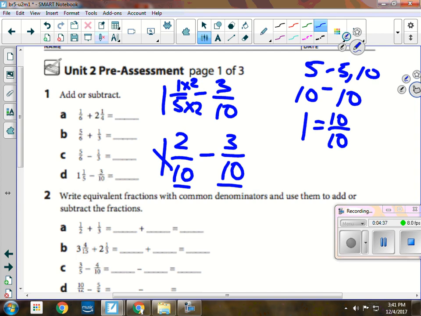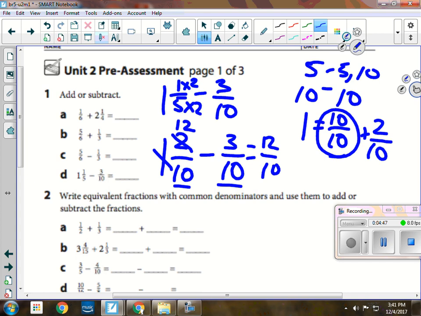We're going to add the 10/10 with the 2/10 that's already there. So now that's why this 2 over here is going to change to 12/10. So I'm going to rewrite it. We got 12/10 minus 3/10. Still 1 and 1/5 minus 3/10, but now I've changed it to an improper fraction with common denominators. 12 minus 3, well, take away 3 is 9/10. Final answer for 1D.